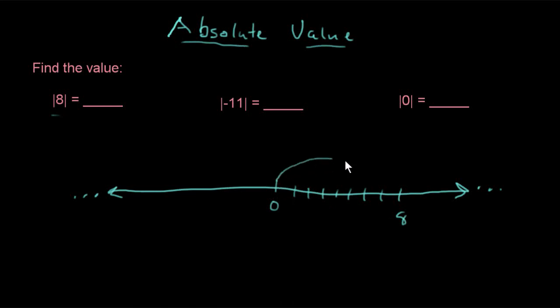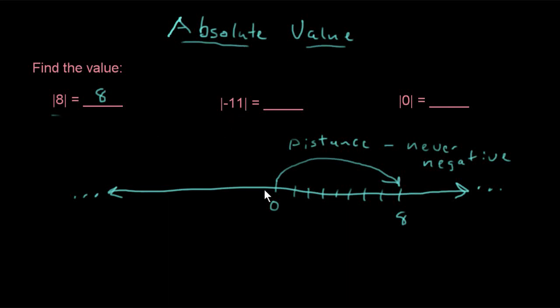And the distance is always going to be either a positive number or 0, so never negative. So distance is never negative. Therefore the absolute value will never be negative. And in this case, it's 8 units from 0 to 8, so the absolute value of 8 is 8.